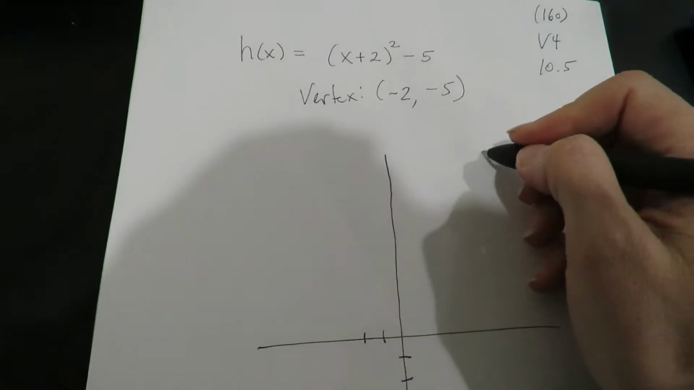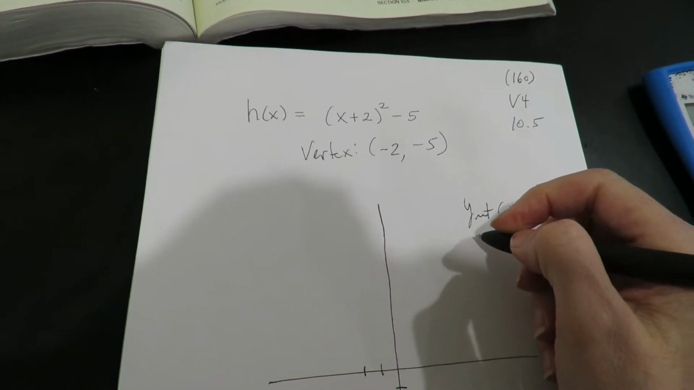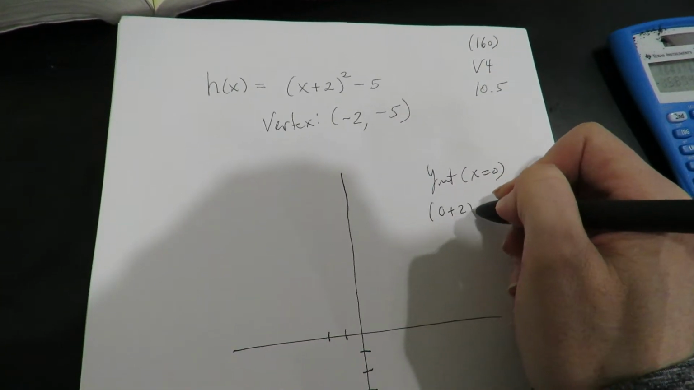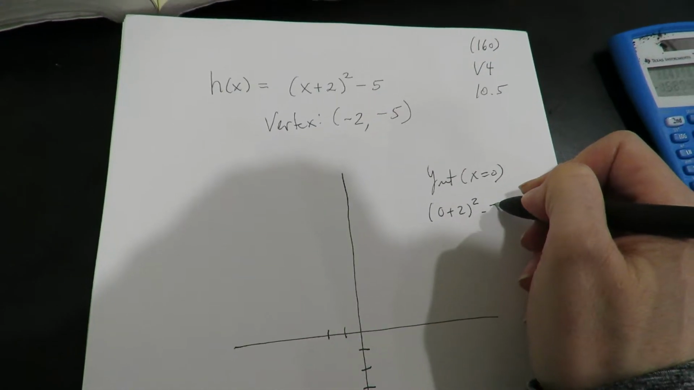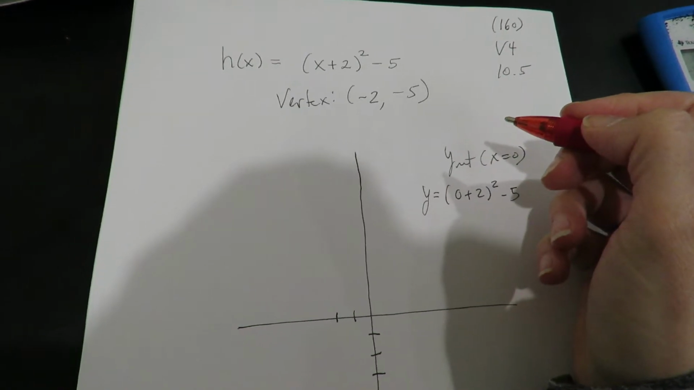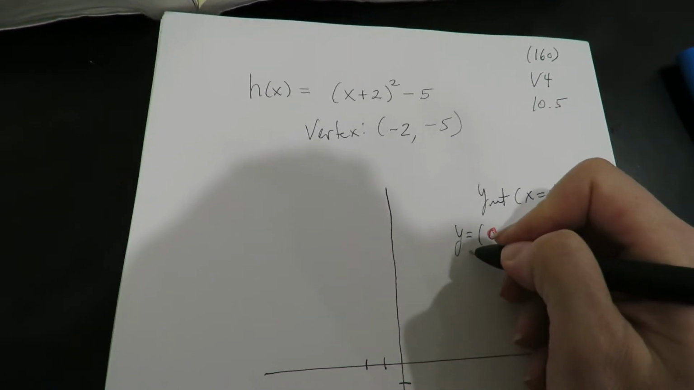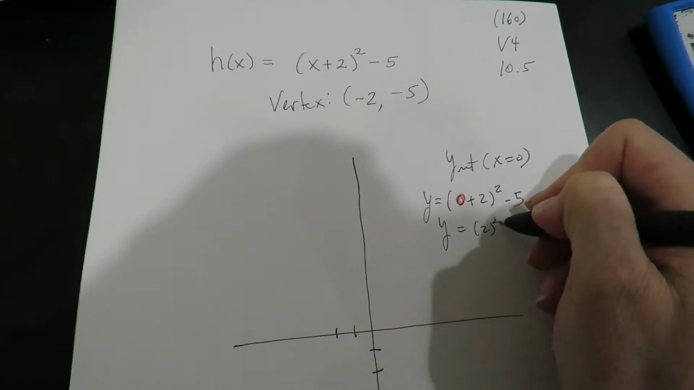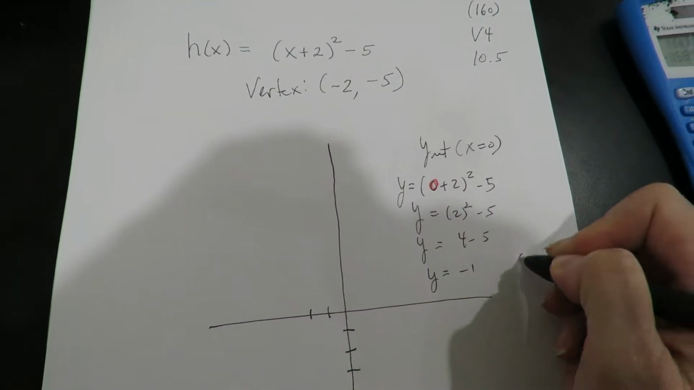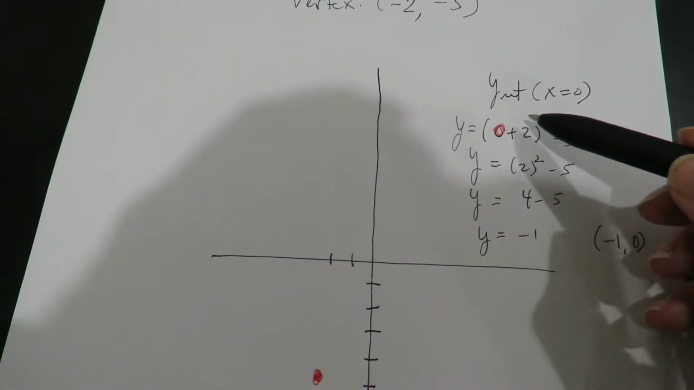So for the Y-intercept, I'm going to let my x equal to 0. Okay, I want my x equal to 0. 0 plus 2 squared minus 5. So y equals 2 squared minus 5, or y equals 4 minus 5, or y equals -1. So 0, -1.